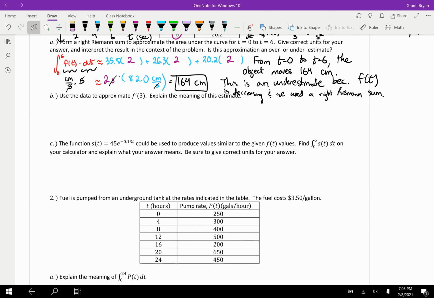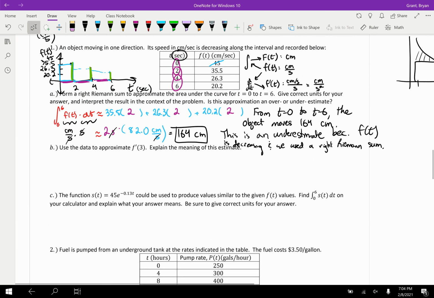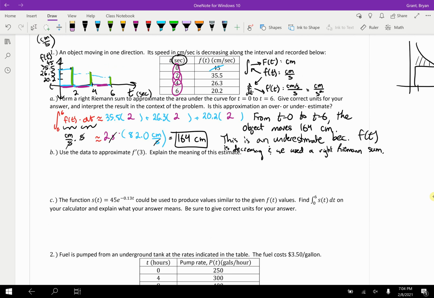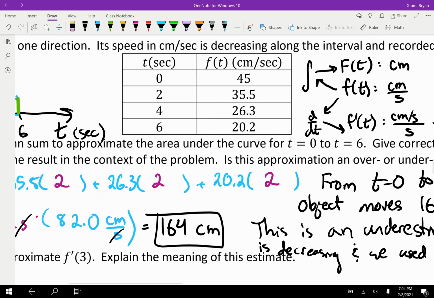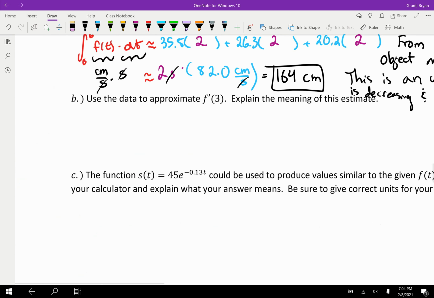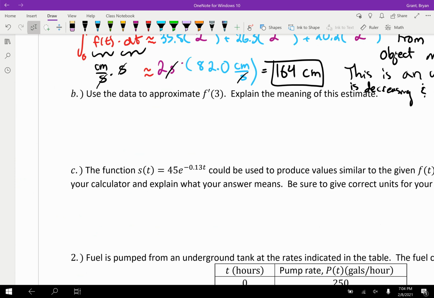All right. Next, part B. Use the data to approximate f prime of 3 and then explain the meaning of this estimate. Now, this is one of the most commonly asked tabular or table questions, numerical if you want, where they say, okay, you have this first derivative. We want you to take the derivative of that at a certain point, but haha, we didn't give you 3 in the table, so what you gonna do now? Well, what we're going to do now is use a pretty poor, in my mind, application of the mean value theorem.